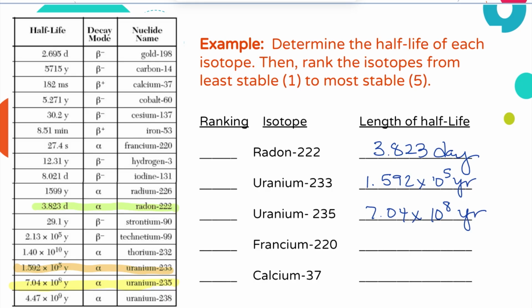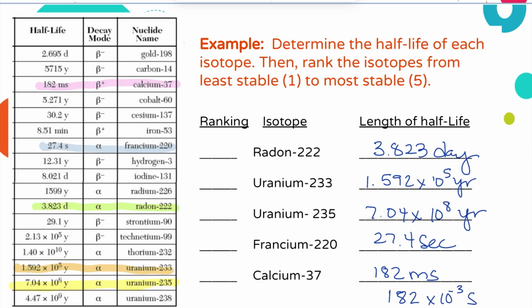Francium-220, we've got 27.4 seconds. That's pretty quick. And calcium-37, which is right here, 182 milliseconds. A millisecond is a thousandth of a second, so it'd be like 182 times 10 to the negative third seconds. That's not correct scientific notation.